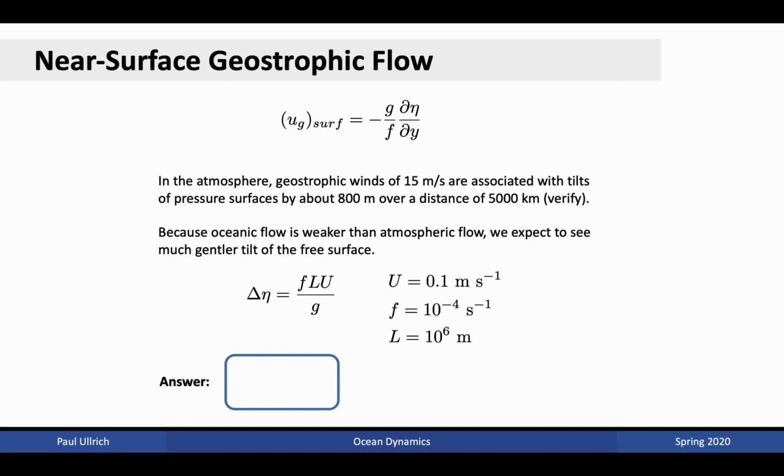Plugging in u equals 0.1 meters per second, f equals 10 to the minus 4, 1 over seconds, and length scales of about 10 to the 6 meters, as well as g approximately being 10 meters per second squared, we can then calculate this variation in free surface height. I'll give you a moment to think about what that value might be. What we expect is to have about 1 meter of free surface height variation then over this distance of 10 to the 6 meters, or about 1,000 kilometers. This is pretty typical in the ocean, and enough in order to give rise to geostrophic flows of 10 centimeters per second.